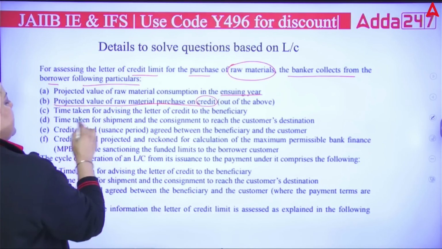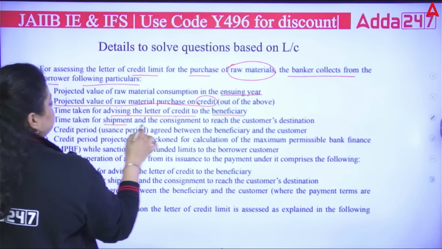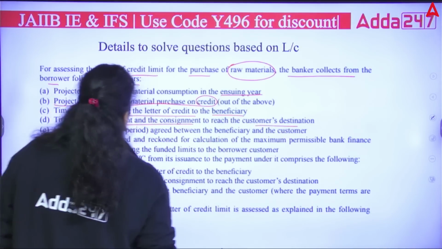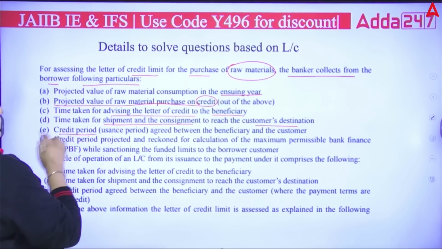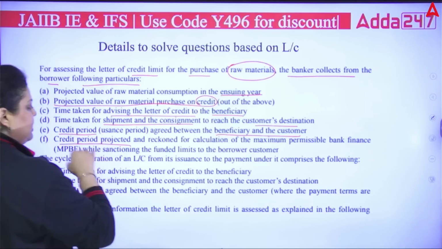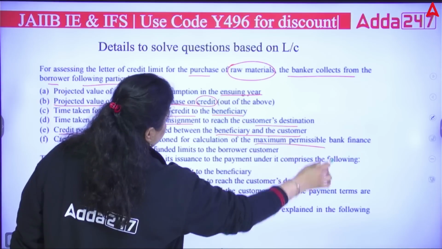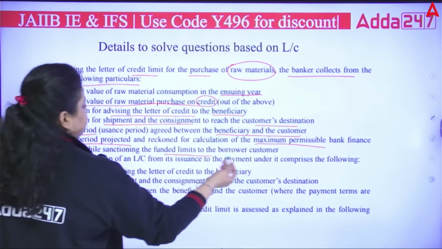Now, the time taken for advising the letter of credit to the beneficiary, and the time taken for shipment of the consignment to reach the customer destination, like how many days or how many months is required. Then the credit period agreed between the beneficiary and the customer, the credit period projected for calculation of your maximum permissible bank finance while sanctioning the fund limits to the borrower.